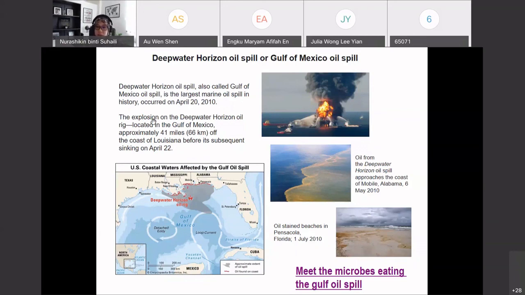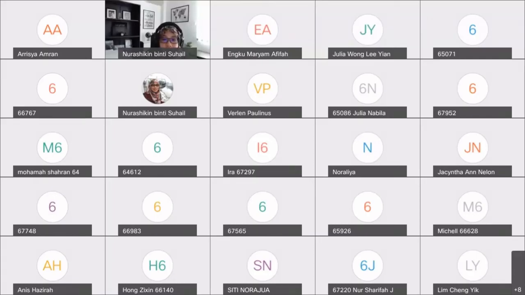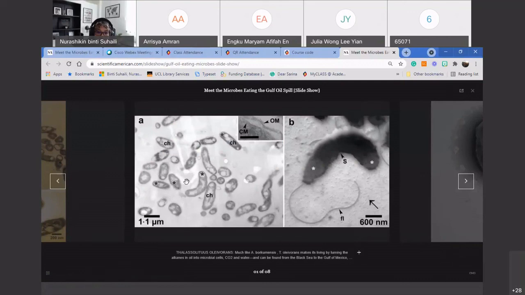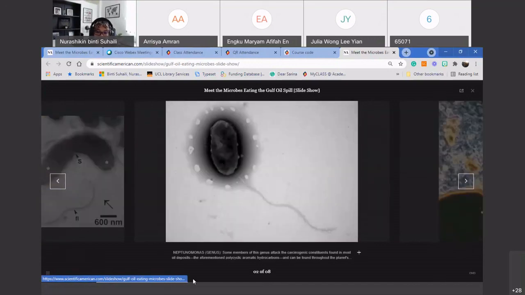You can see the microscopic picture of the bacteria. Yeah, this one. Okay, these are some of the pictures of the bacteria that they found at the Gulf of Mexico. So just to show you, this is Leptonomonas, the genus name.